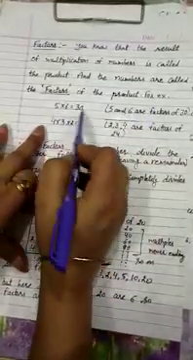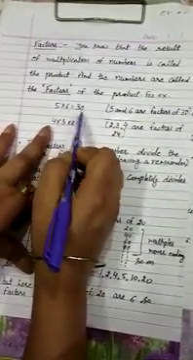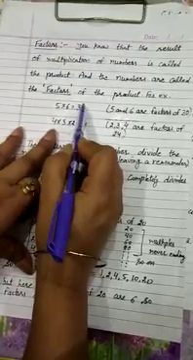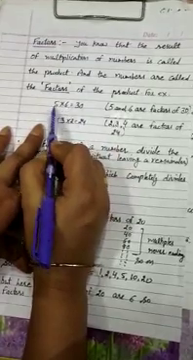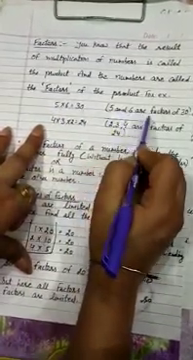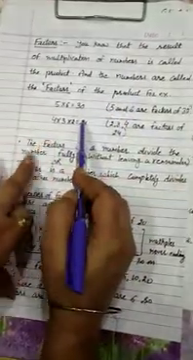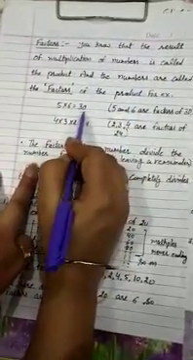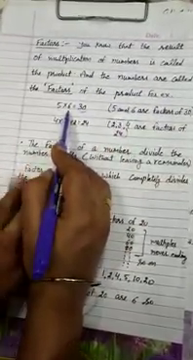This is clear with an example. For example, 5 into 6 is equal to 30. We know that 5 sixes are 30. 30 is the multiple of 5 and 6. So here 5 and 6 are factors of 30. The result of multiplication of numbers is called the product, or you can say this is the multiple, and the numbers are called factors. Means 5 and 6 are the factors.